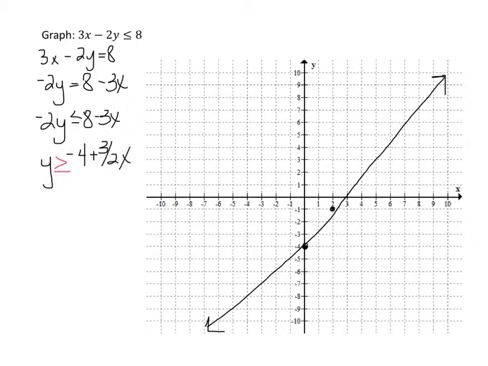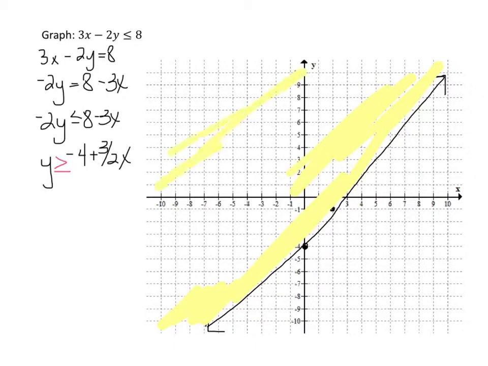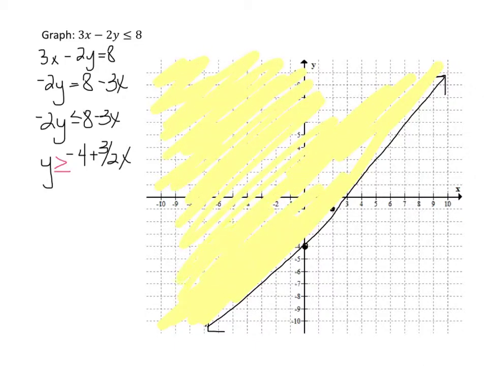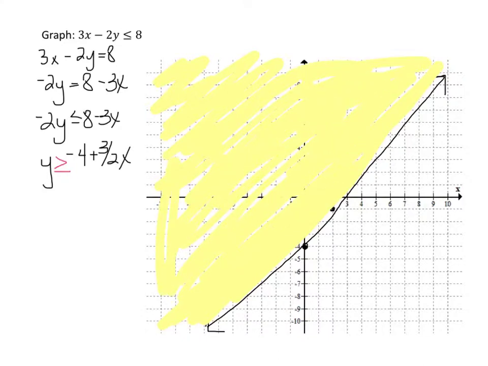Now, we're told that y is greater than or equal to this line. So now what we have to do is shade the graph, and we shade anything greater than that value. So anything above this line is what we'll shade. What this means is that any point within this region will satisfy that inequality.